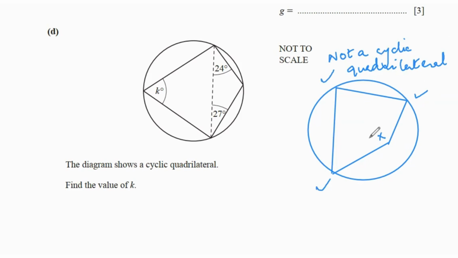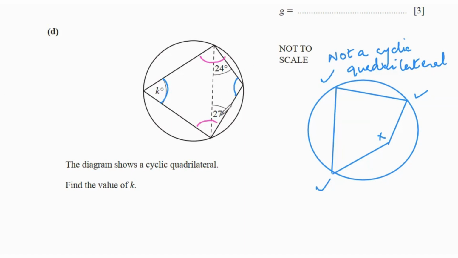So to make sure that you know what your cyclic quadrilateral is, remember that all the vertices need to touch the circumference. Now, going back to the question, they're asking us to find the value of K. In a cyclic quadrilateral, always remember, first thing, the vertices need to touch the circumference. And secondly, opposite angles add up to 180, which means this angle and this angle would add up to 180. This angle and this angle would add up to 180.